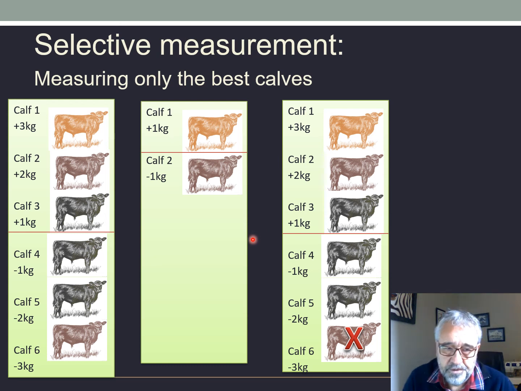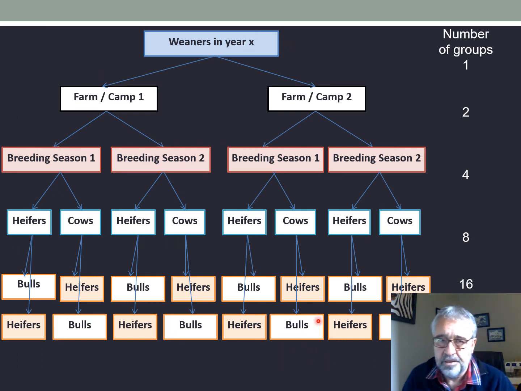Okay, if you just don't weigh the poorest calf, what will happen? You take him out. Can you see that there's also a shift in the mean? This is just a rule of thumb to say, look, if you really end up splitting your contemporary groups or making them too small, you end up with a huge number of groups. So try and reduce the number of contemporary groups, so that you end up with more animals per group.